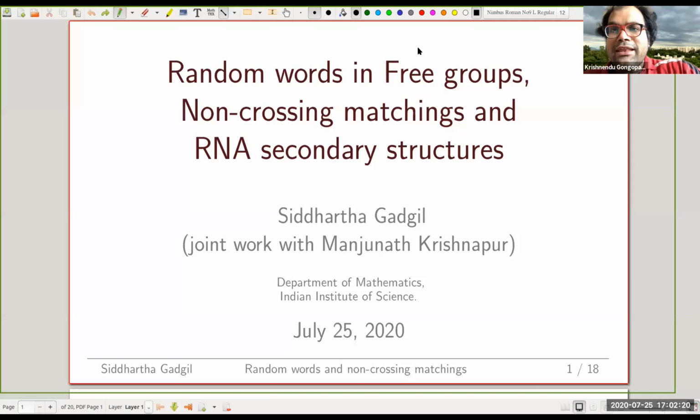Professor Gadgil has a broad, versatile interest. He is one of the very versatile mathematicians of the country. These days he is also working in areas which we like to call interdisciplinary areas. You can see from his title, it's a combination of geometric topology and some aspects of biology. So I welcome Professor Gadgil to deliver his talk.